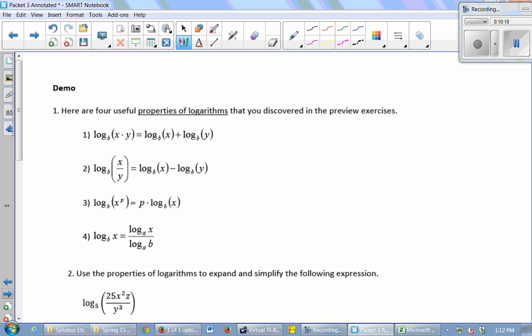And if you want to take the log of a quotient, you can take the log of the top and the log of the bottom and subtract them. So multiplication becomes addition. It would make sense that division would become subtraction. If you want to take the log of x to a power, you can take that power p and bring it down in front of the log. And then if you want to change the base of anything, you just take the log of the top divided by the log of the bottom, and the base can be any new number you want.